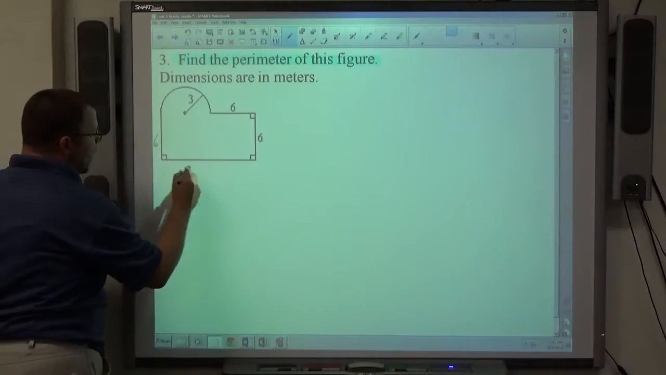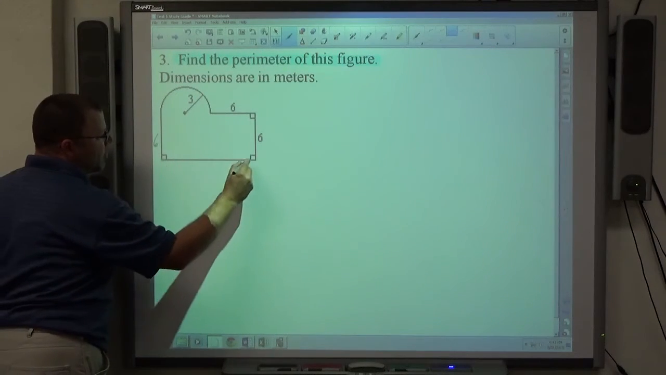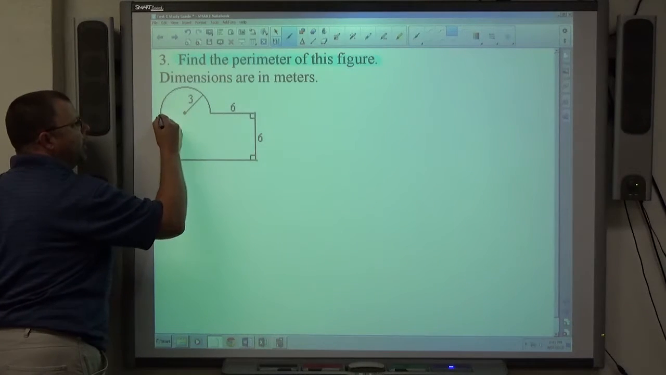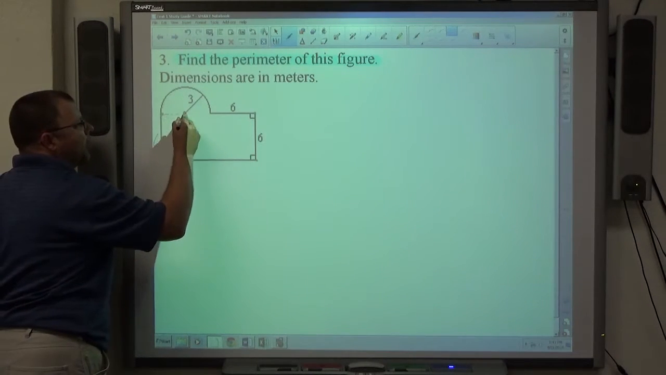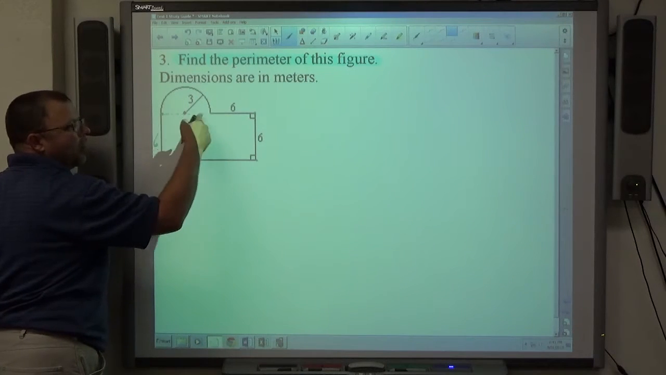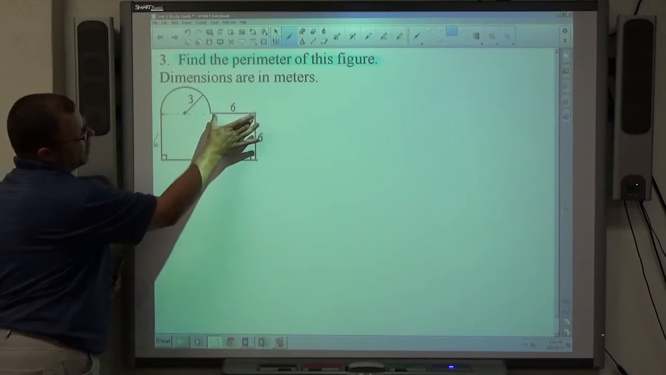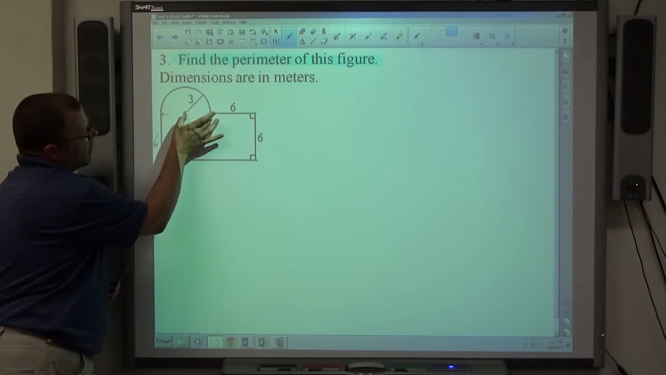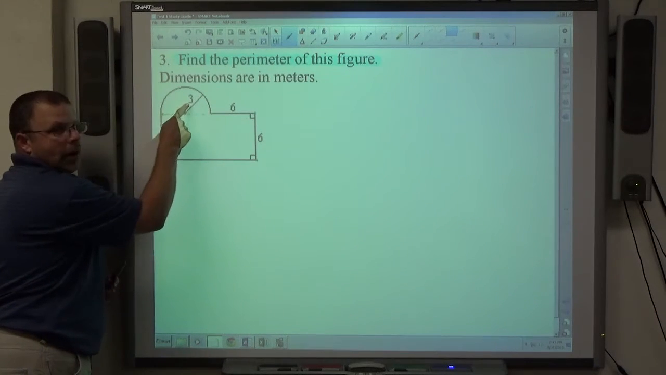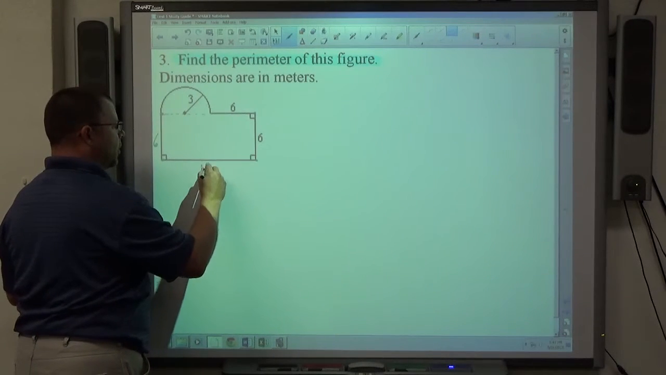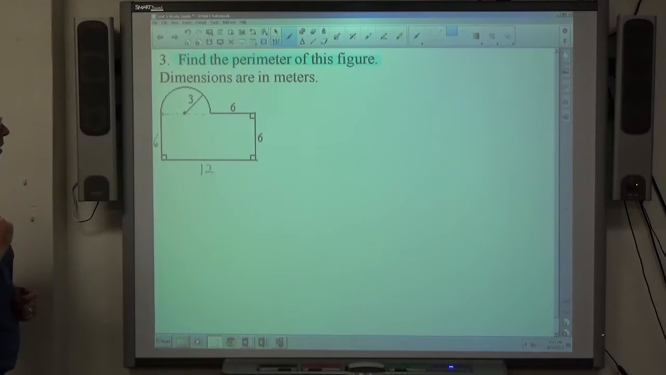Now this bottom side starts here, ends here, and it spans the same distances from here all the way to here. So you have to be careful that we include the diameter of the semicircle with the length of the rectangle piece here. So 6, that's 3, and that's 3 for each of the radii. So 3 plus 3 plus 6 is a total of 12 all the way across there. So we got 12 all the way across here.